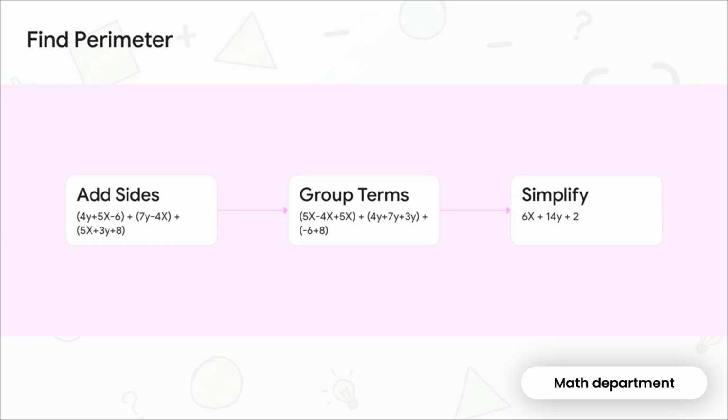Did you remember to group your terms? By gathering all the x's into one pile, which gives us 6x, then the y's into another pile, which gives us 14y, and the constants into a third, leaving us with positive 2, we get a beautifully simplified perimeter expression of 6x plus 14y plus 2.